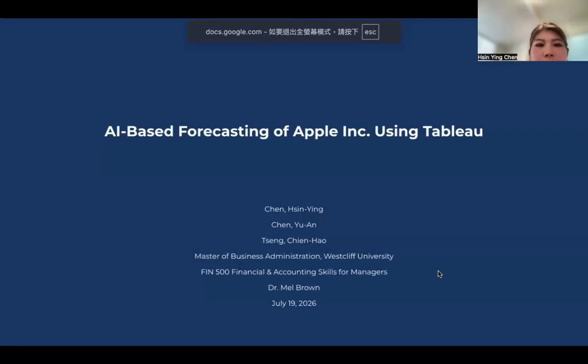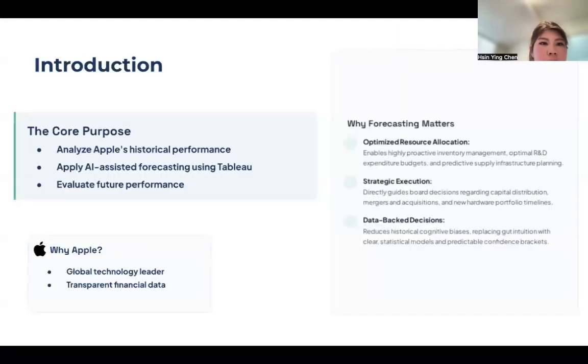So we are group three, and we are going to talk about the AI-based forecasting of Apple Inc. using the Tableau. Our members will be me, I'm Singing, and Yuan, and also Chien-Hao. And I will start the introduction.